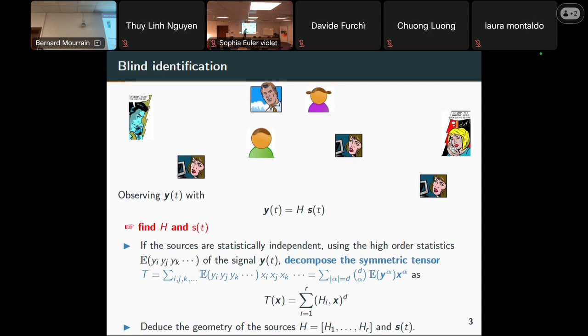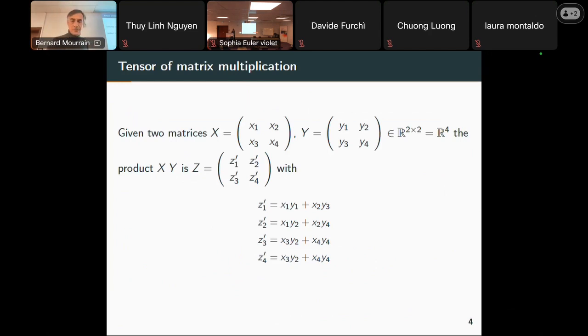In fact, if you do this decomposition, you will recover the columns of each. So symmetric tensors and tensor decomposition are used here to find these sources and identify the number of sources and reduce the geometry. And so here is another example which is more algorithmic to show you that tensors are used in many places or appear in many places.